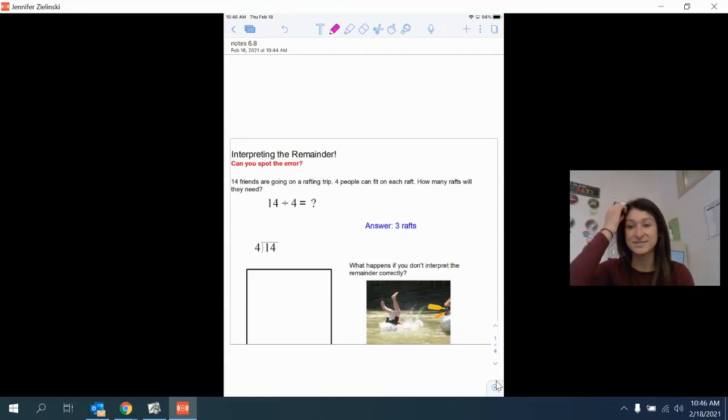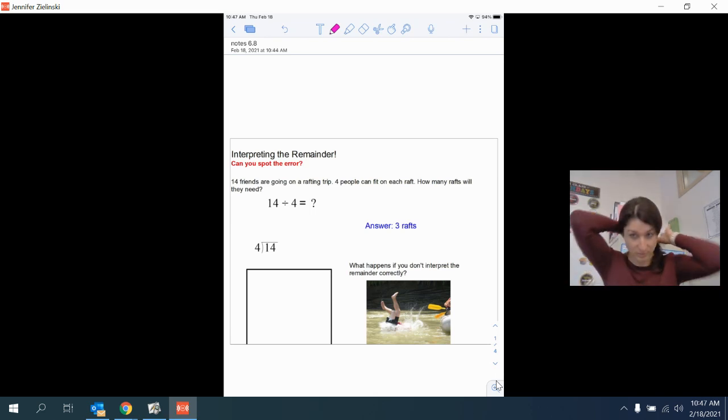Hello, mathematicians. Today we are going to look at lesson 6.8, where we are going to be interpreting remainders. Now, what does that mean to interpret something or to interpret a remainder? Well, we want to see the best way to utilize that remainder when we have those in our problems. Things that are left over, there are a couple things that we can do. It's really important today that we think about the real world application when solving these problems.